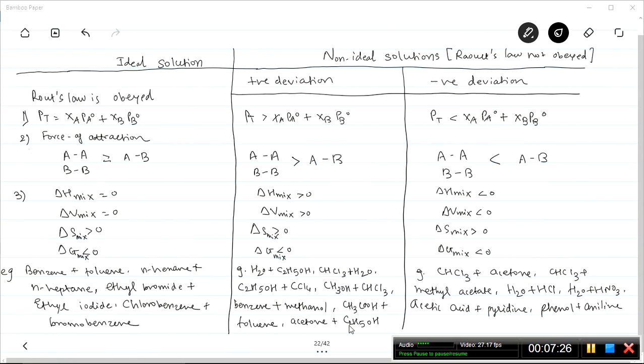And similarly, there are certain other examples that you can basically go through. In case of, let's say, water and HCl, the force of attraction between H2O molecules and HCl molecules when you mix them together is more than the intermolecular forces between H2O and HCl separately. So that is why it shows negative deviation. There are certain other examples that you can go through.